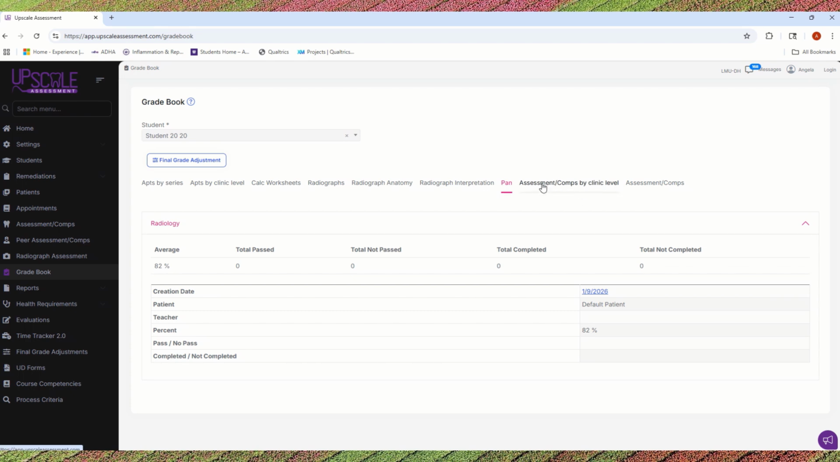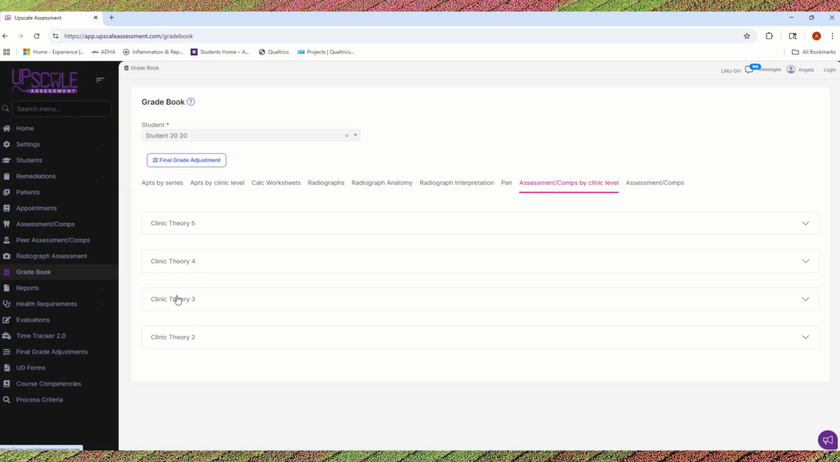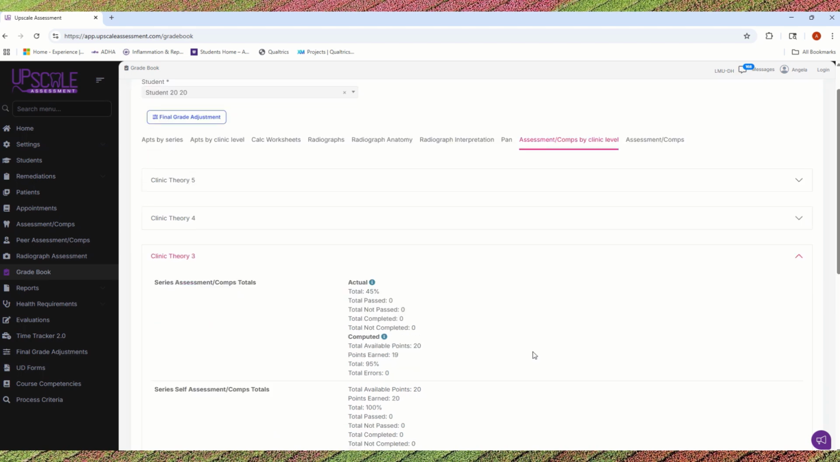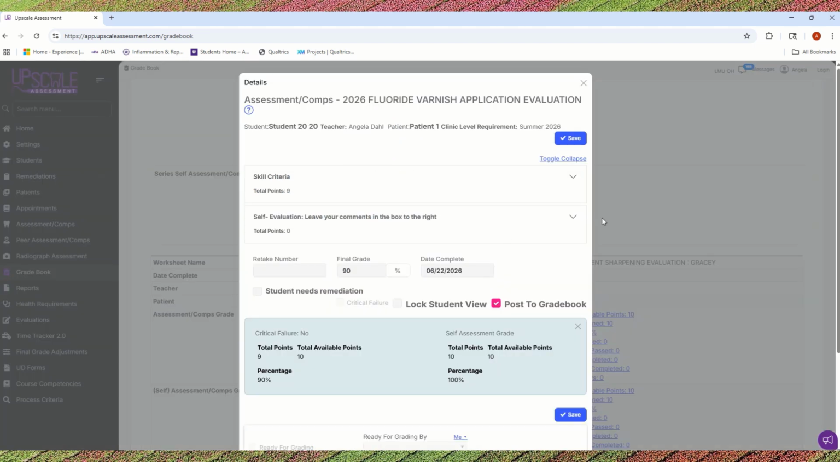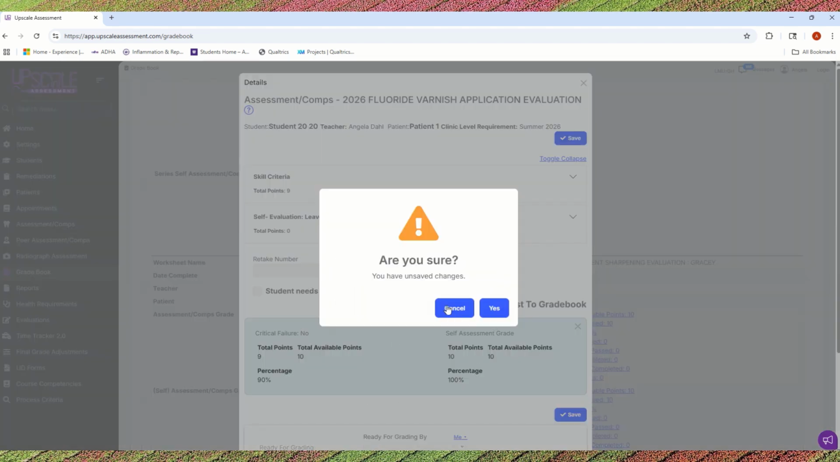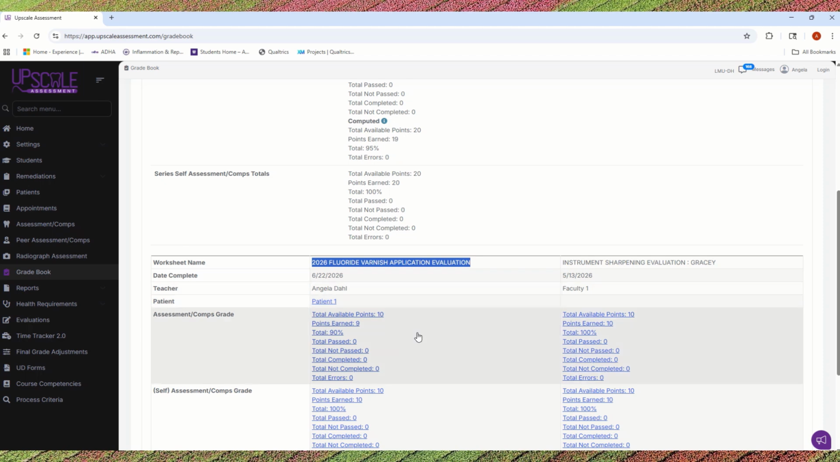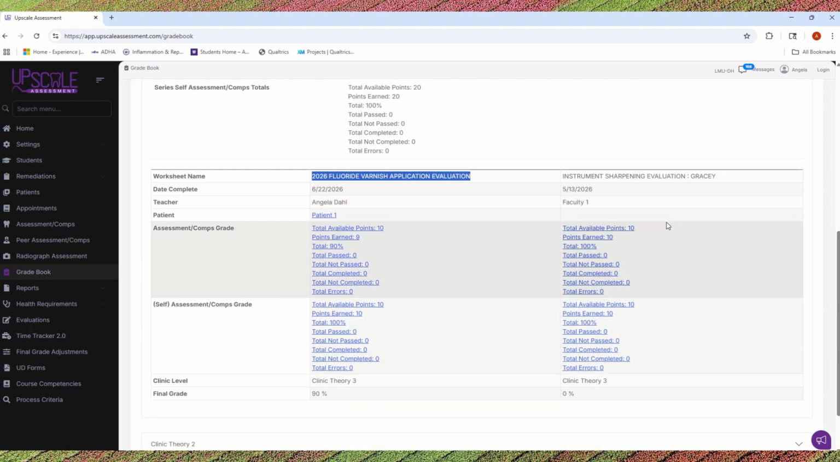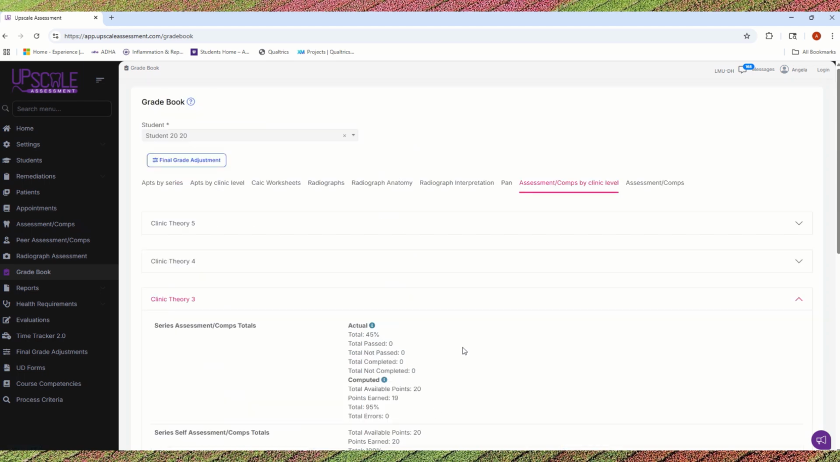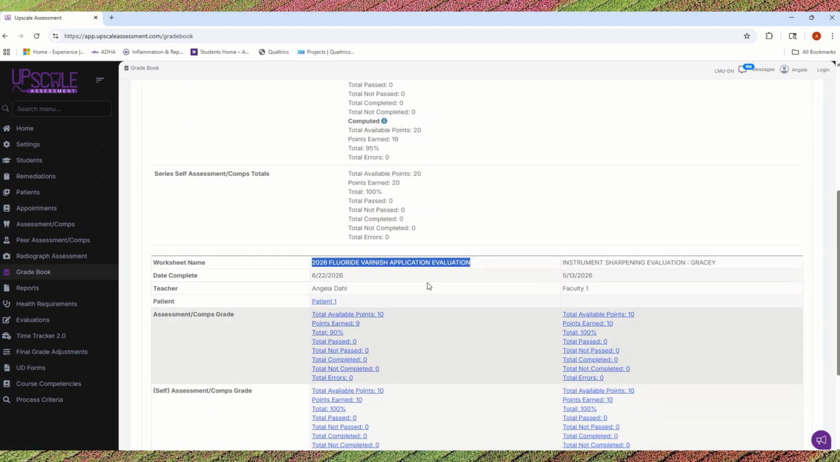The assessment comps by clinical level, we'll say we're in clinic 3. This will tell you exactly what the student has completed thus far. Okay, so I'm going to come out of that. So you can see that this student has done their varnish, they've done their sharpening. So it will tell you how many competencies they've completed, and it will tell you exactly which one, and how much they were scored at.